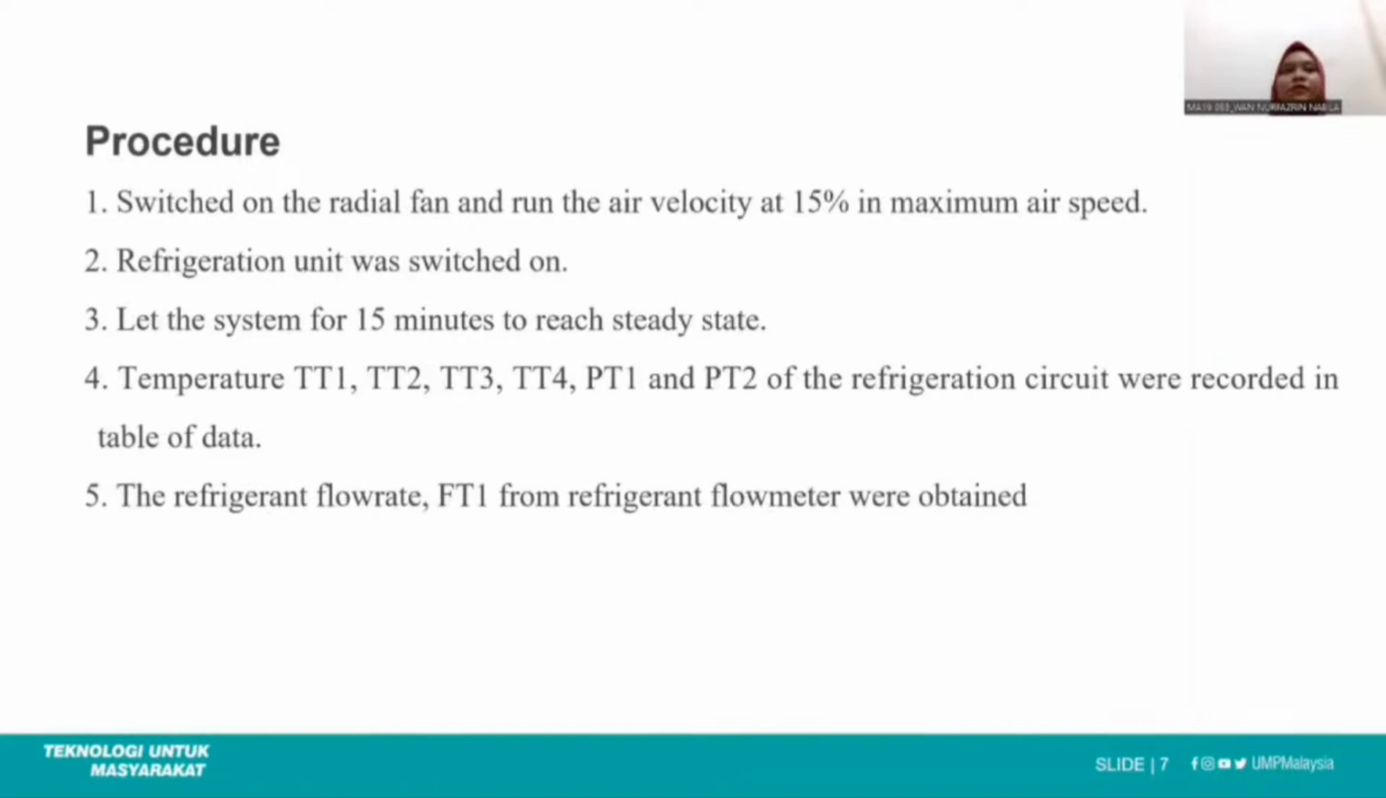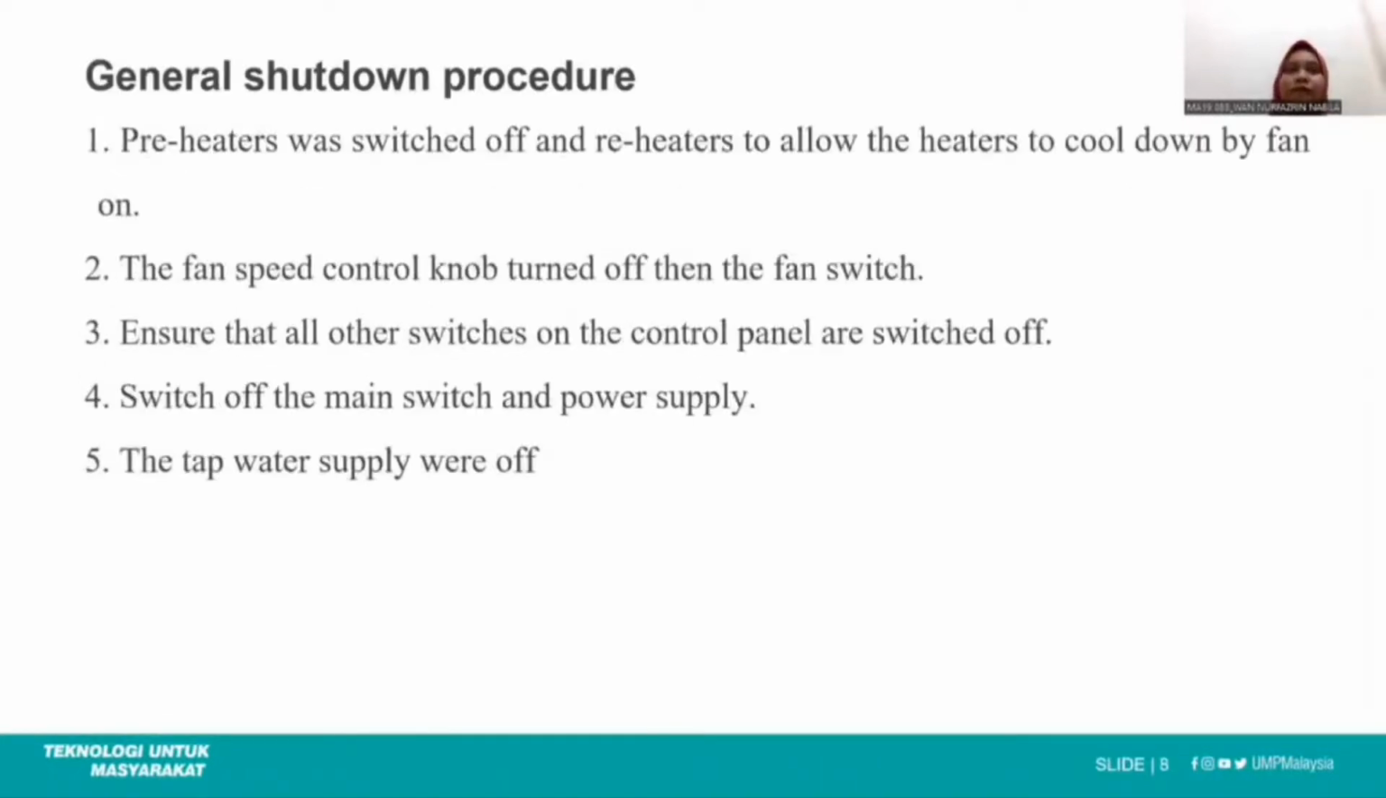The procedure of our experiment is to switch on the radial fan and run the air velocity at 15% of maximum airspeed. Then the refrigeration unit was switched on. Let the system run for 15 minutes in order to reach steady state. Temperature 1, temperature 2 to 4, and PT1 and PT2 of the refrigerant circuit were recorded in the table of data. Lastly, the refrigerant flow rate FT1 from the refrigerant flow meter was obtained through the experiment.